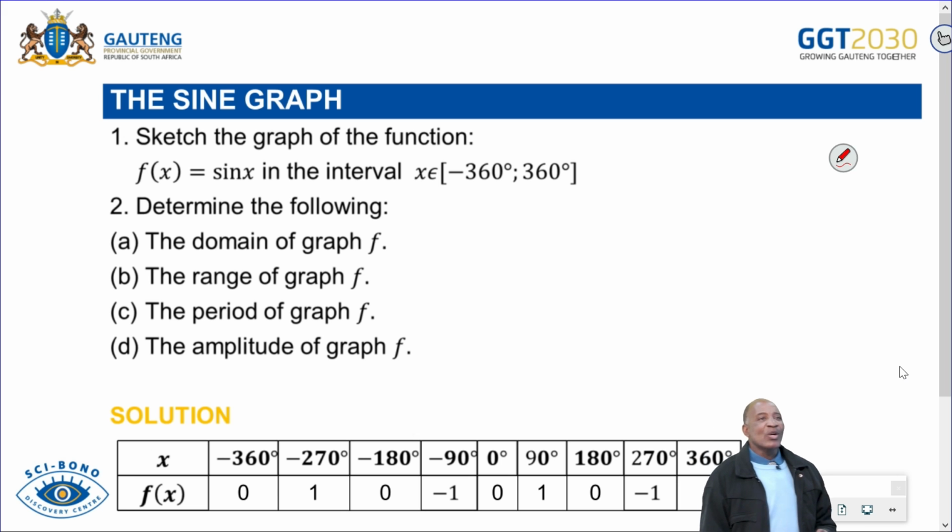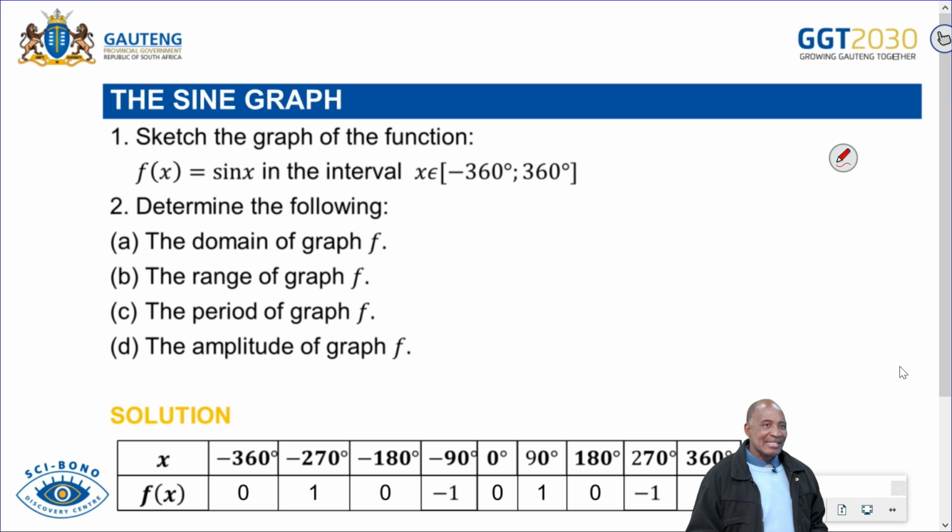Right, so we are asked here to sketch the graph of the function f of x equals sine of x. Today we are going to be focusing mainly on the functions and their related sketches. If you were to represent these points on a Cartesian plane, what kind of a graph do we produce?